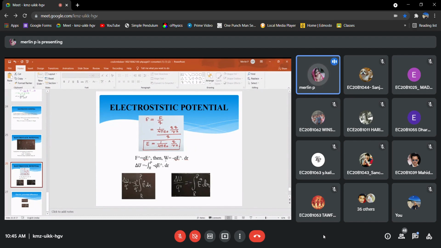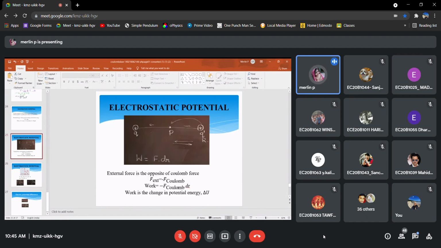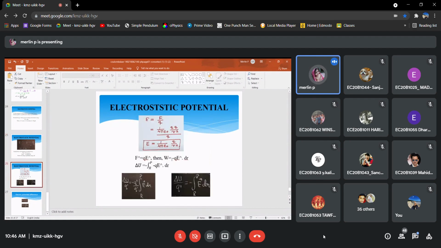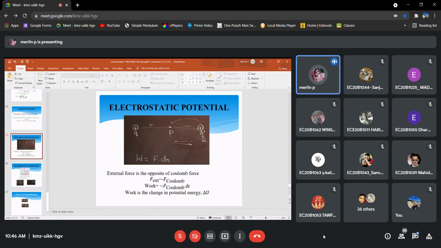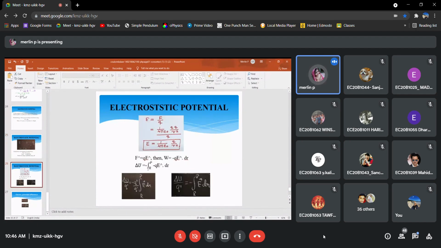So this can be applicable in the work done. Work done is equal to minus QE vector, because work done is equal to minus F Coulomb into dr, we have written. So work done is equal to minus QE vector into dr. Since there is change in the distance of the point charge Q dash to P, this can be written as the integral.